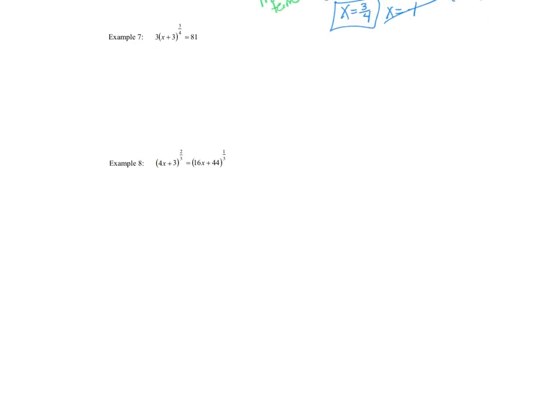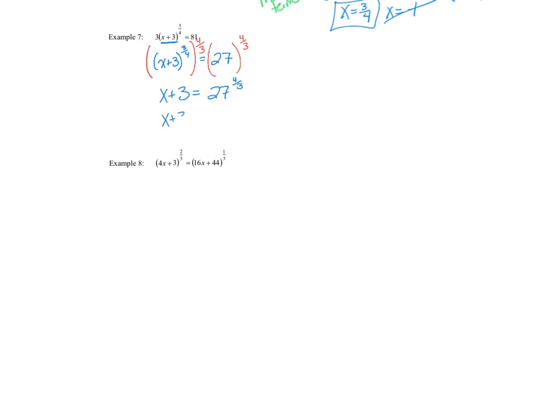So for example 7, we want to first isolate the radical. So the radical is what has the fractional exponent, so I'm going to divide by 3 to isolate that. So we have x plus 3 to the 3/4 is equal to 27. Now this is one of these problems where you want to cancel out the 3/4, so you want to raise both sides to the reciprocal power to cancel this out. So 3/4 times 4/3 is going to be 1, so you're only left with x plus 3 is equal to 27 to the 4/3.